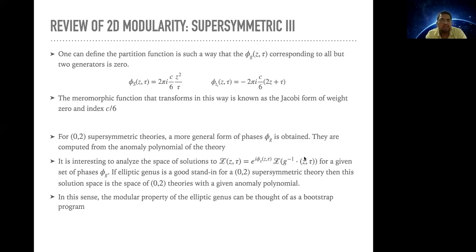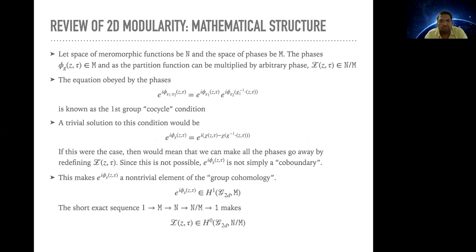Now, if you think that the elliptic genus is a good stand-in for a 0,2 supersymmetric theory, meaning that there is a one-to-one correspondence between them, then this question can be thought of as a bootstrap program. Given that the theory has a certain anomaly, which is what is encoded here in this phase, what kind of elliptic genus can it have? That's the kind of question you can ask here. And as I said, this has been answered to some extent in the context of Jacobi forms. Okay. So now let us develop some mathematical vocabulary, which will help us in analyzing and stating the results of the four-dimensional case as well.